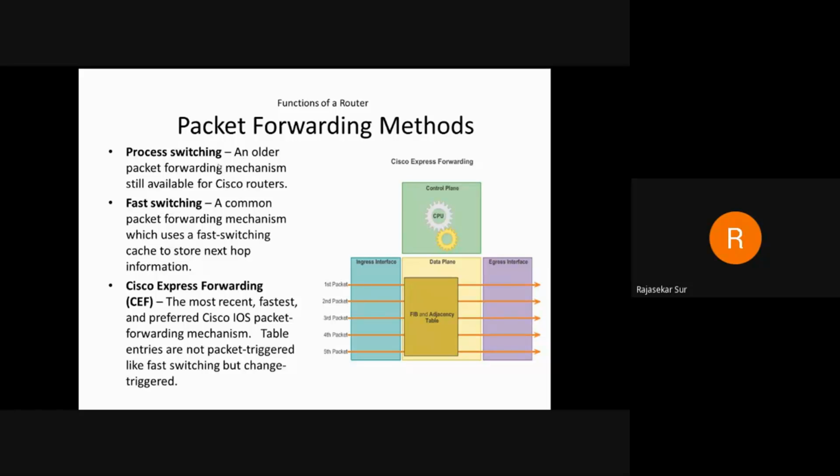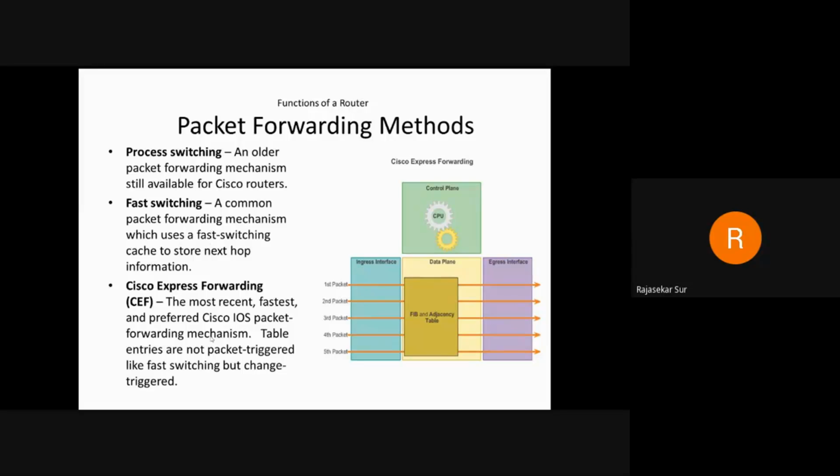Now, you go to the next one, it is the fast switching method. What is the fast switching method? This is a common packet forwarding mechanism which uses a fast switching cache. So there will be something called a cache memory to store the next hop information. Cache memory will always be very fast. You might have studied this in computer organization, the cache memory concept. What is the use of cache memory? It will increase the speed of your process. So a cache concept is used here, and it is taking the decision. So this method is a little bit fast.